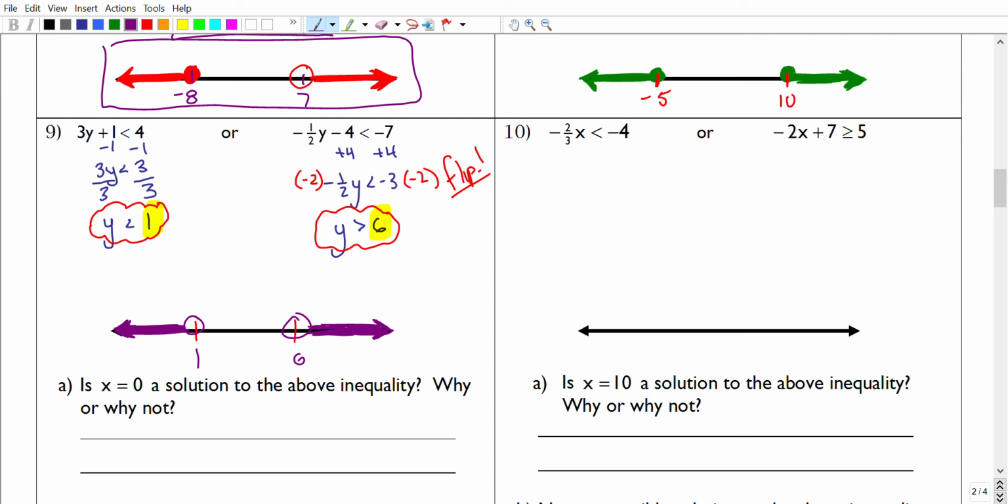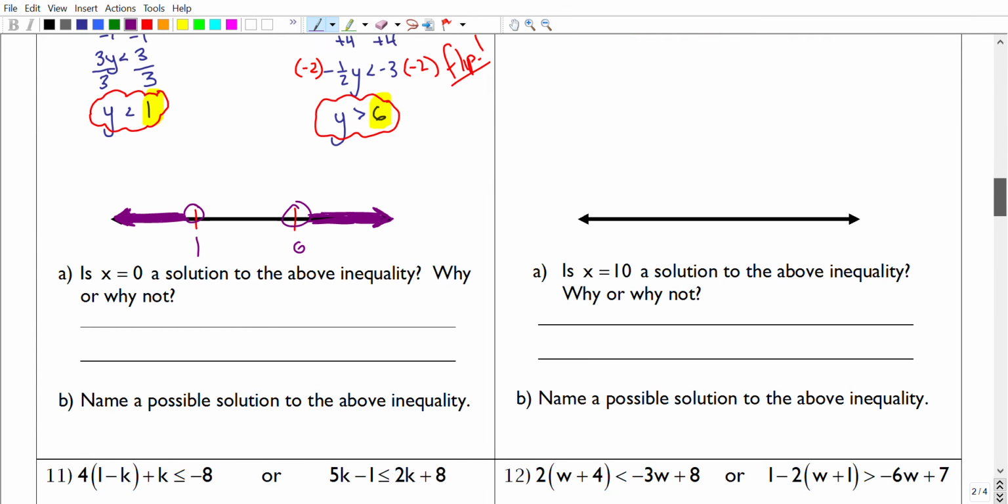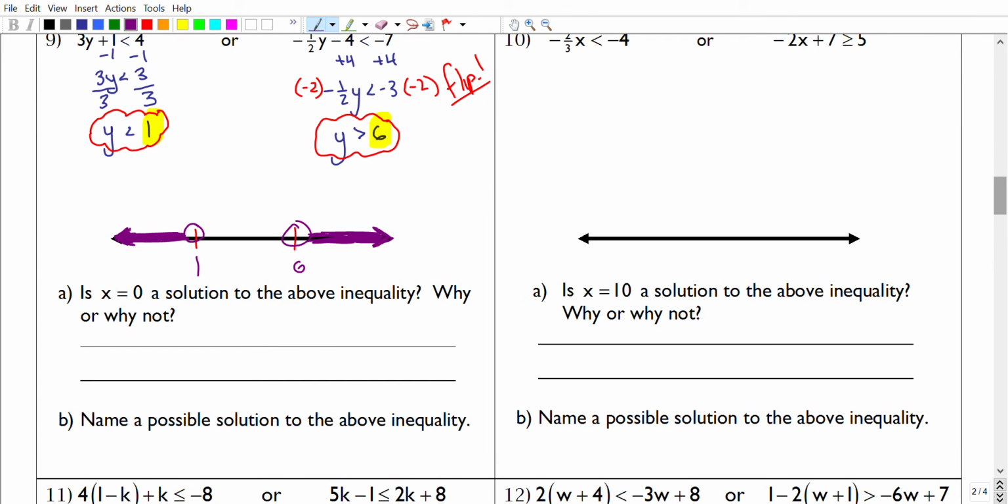Alright. Cool. Now, number 10, let's go ahead and solve it. Actually, before we even do number 10, let's look at the questions being asked in part A and B. It says, is x equals 0 a solution to the above inequality? Why or why not? Okay, well, think about it, guys.